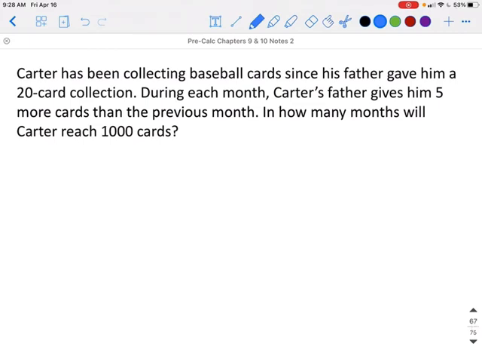Carter has been collecting baseball cards since his father gave him a 20-card collection. During each month, Carter's father gives him 5 more cards than the previous month. In how many months will Carter reach 1,000 cards?